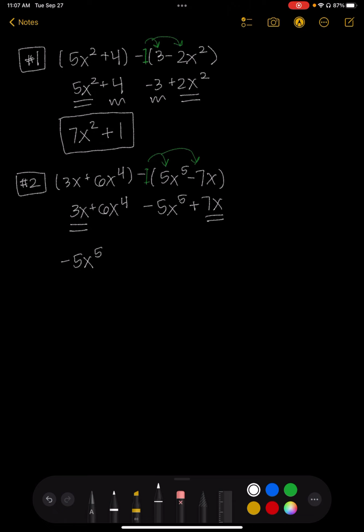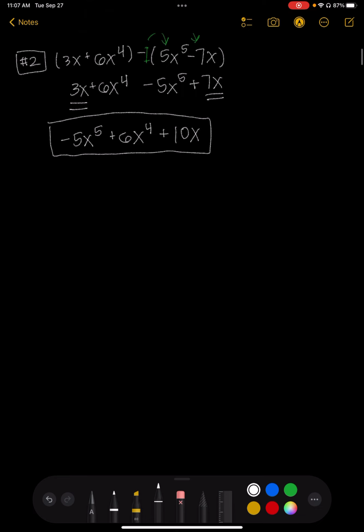Then the next highest exponent is x to the 4th. So we would just rewrite 6x to the 4th because there's no like terms for that. And then the last one is just with the x's. So we have two of those. We have a 3x and a 7x. And 3x plus 7x, we add the two front numbers, 3 plus 7, which gives us 10. And then we tack the x on the end. So our answer is -5x to the 5th plus 6x to the 4th plus 10x. All right, let's go through another example. This example is 7x squared plus.